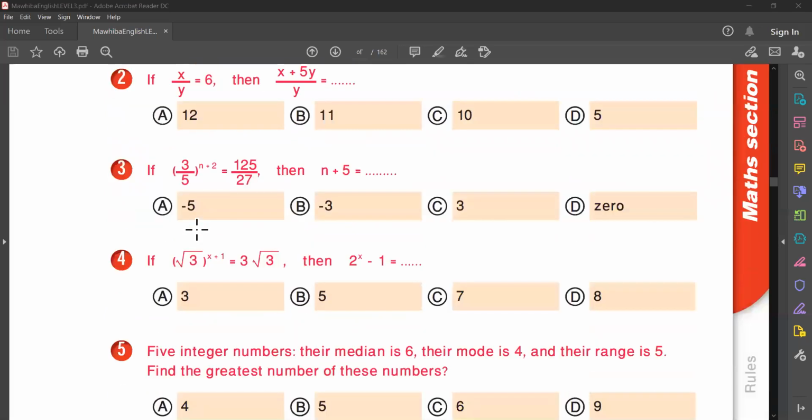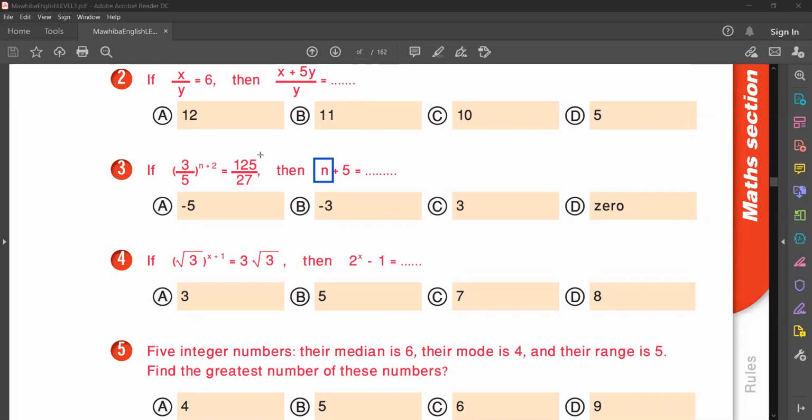Now look, if you have 3 over 5 to the power n plus 2 equals 125 over 27, then n plus 5, what is it? So we want to find n plus 5. So when you find n plus 5, you must find first n. How do I find n?